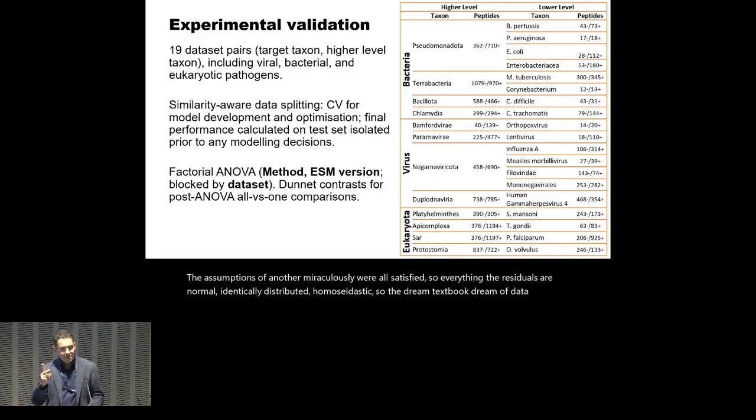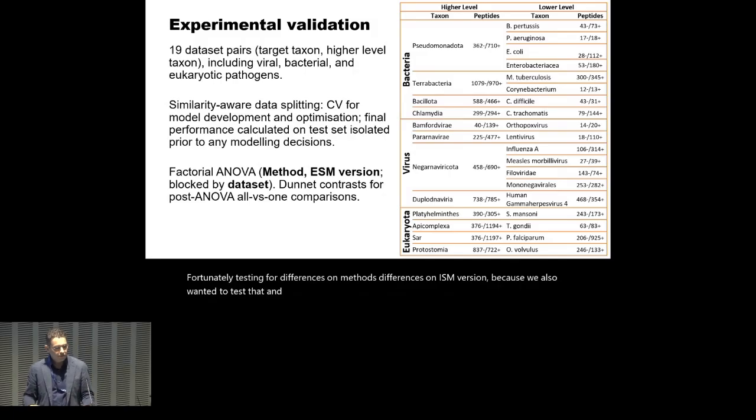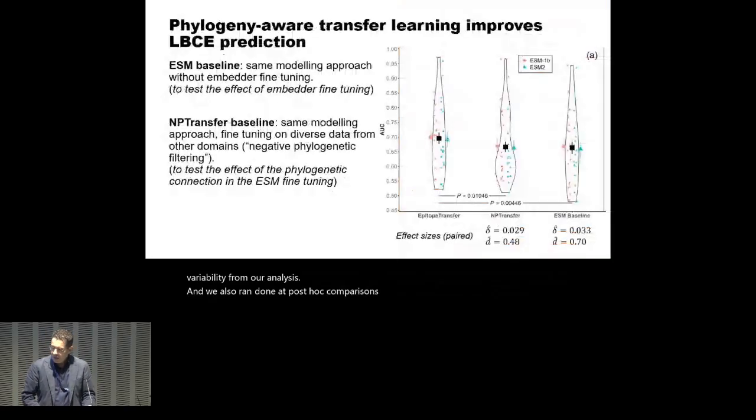Testing for differences on methods, differences on ISM version, because we also wanted to test that, and using dataset as a blocking variable to remove the between datasets variability from our analysis. And we also did post hoc comparisons, all versus one. And we tested against two types of baselines.